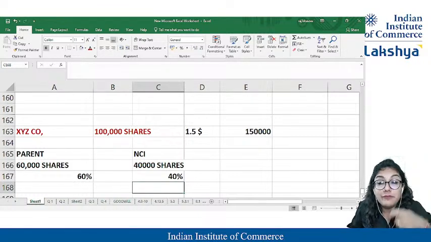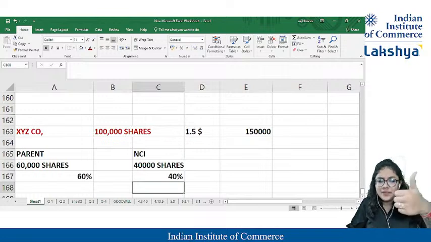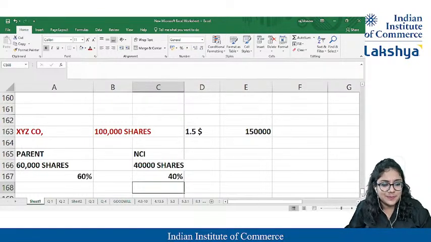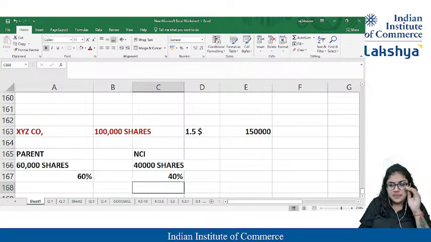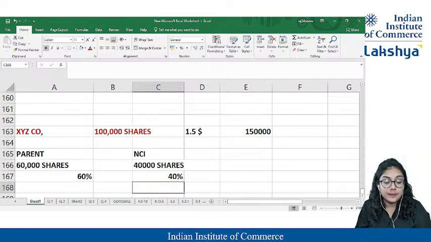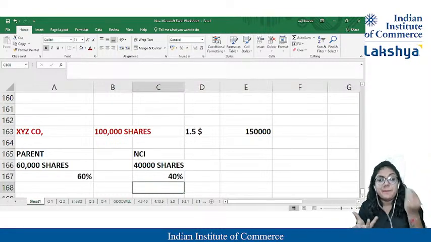If I am having more than 50%, I am the parent company of that company. If that party is my NCI, now can you tell me, if it is a proportionate basis, then we take net assets. But if it is fair value, what do we take? We consider the number of shares multiplied by the amount.